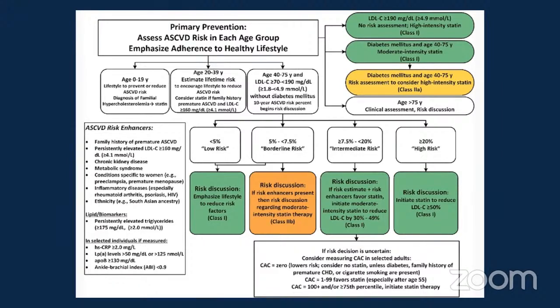With a target LDL reduction of 30 to 49%. The final group, with a high risk of more than 20%, calls for immediate initiation of a statin with a target LDL reduction of more than 50%, a class 1 indication. But as you can see up there, in patients with an LDL level more than 190, without the need of a risk assessment, a high-intensity statin should be started immediately as a class 1 indication. And in diabetic patients aged 40 to 75, a moderate-intensity statin can also be used without risk assessment as a class 1 indication.